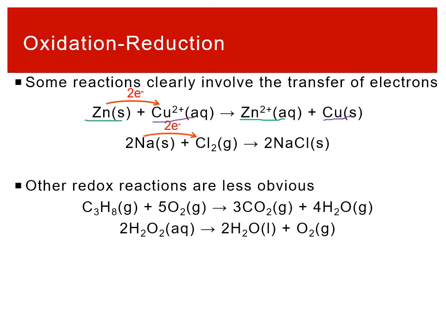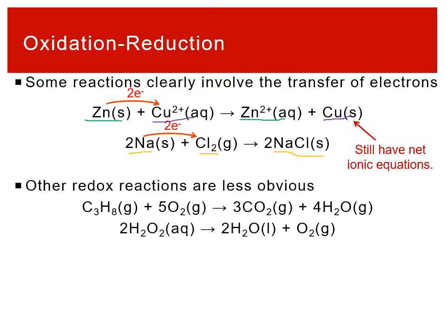Or we have something like, say, two elements, say sodium and chlorine, combining to form an ionic compound, which means again that electrons are moving between those atoms because you're generating ions. So those would be more clearly ionic oxidation reduction reactions.